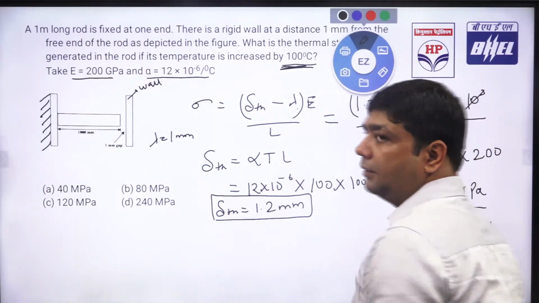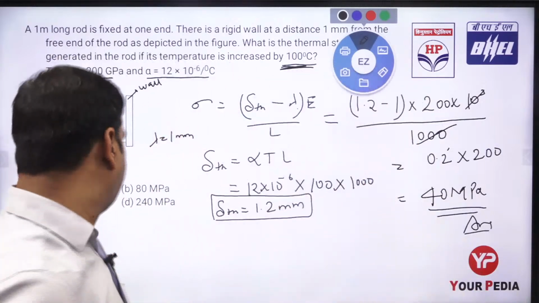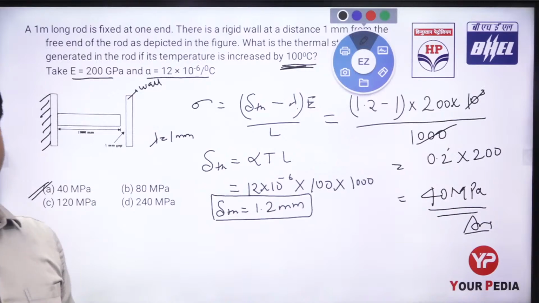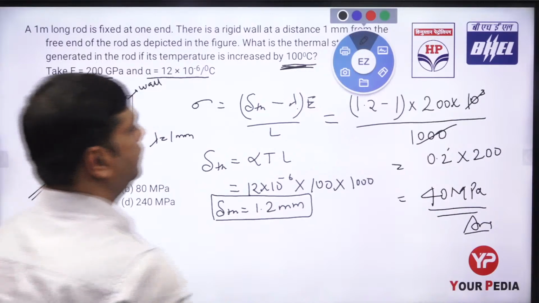Is this clear to all of you? So the answer is 40 megapascal. Maximum students are giving the correct answer. Okay, just switch to the next numerical.